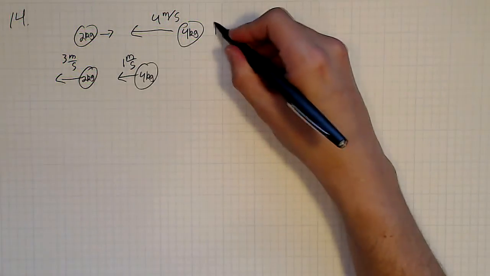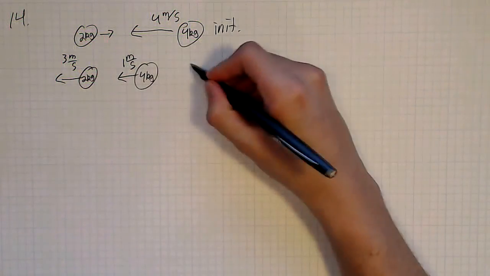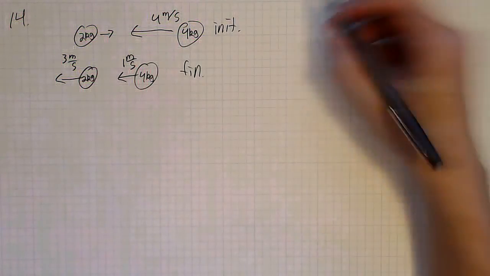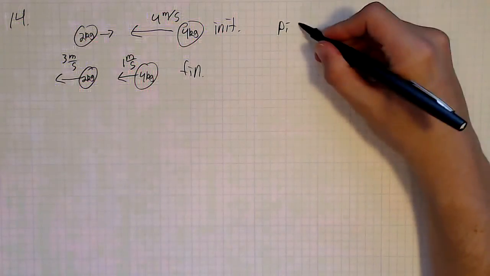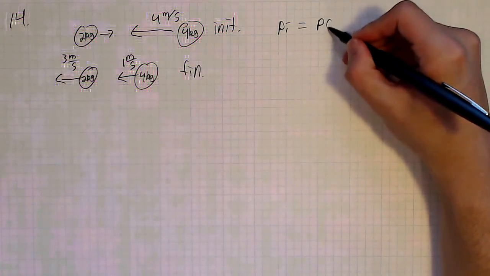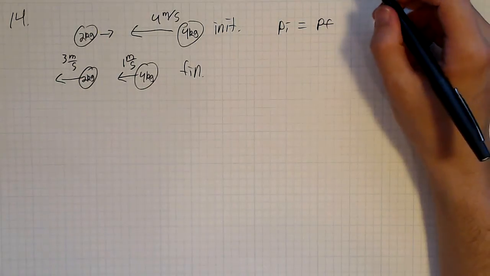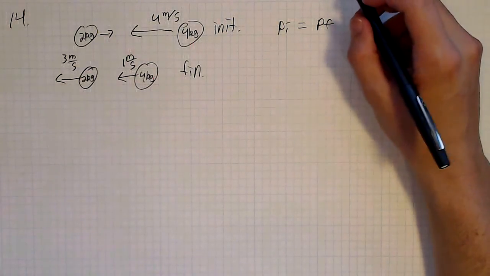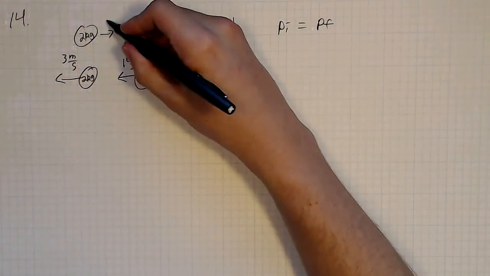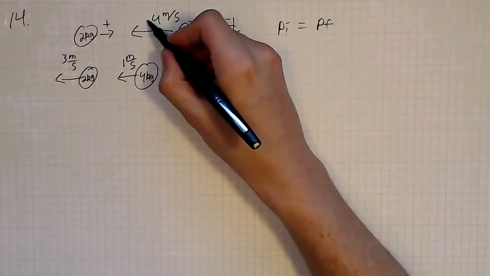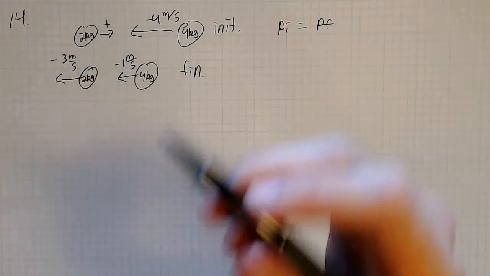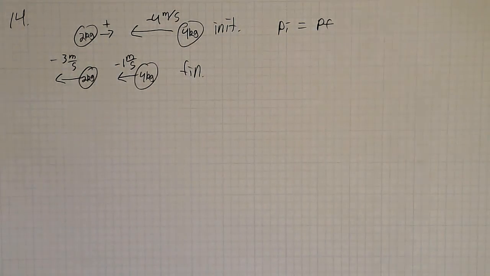So this is the initial, this is the final. So we know that the initial momentum has to be equal to the final momentum. And one thing we need to be careful with in this problem is direction. In this case, I'm going to call right positive and left negative. You could do it either way. You just have to be sure to carry it all through to your answer.